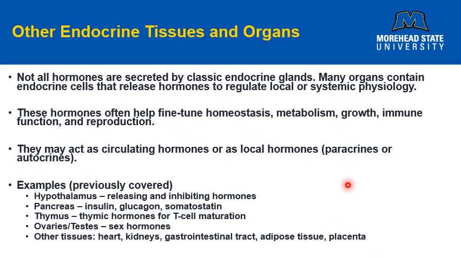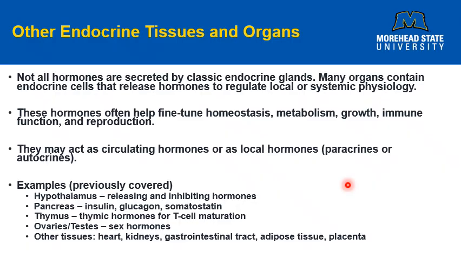So not all hormones are secreted by those classic endocrine glands. Many organs have those cells. They release hormones to either regulate local or systemic physiology. So they kind of fine-tune things. It's not so much dramatic changes.